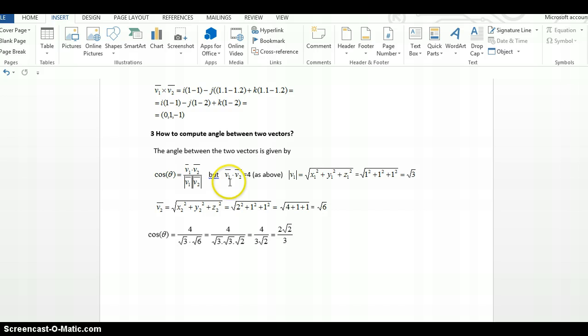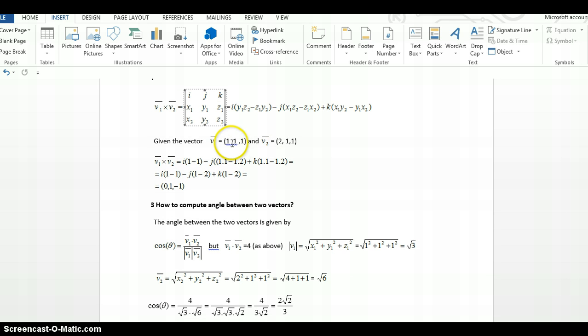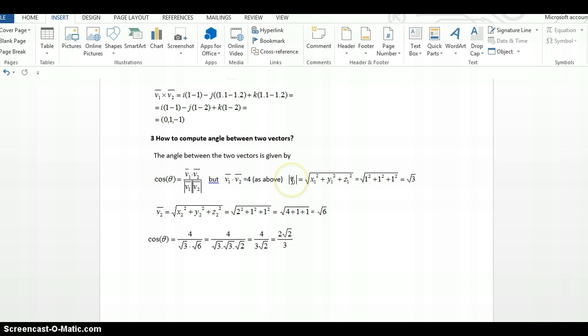So the dot product between vector v1 and vector v2 is 4. If you actually do the dot product between v1 and v2, it is 1 times 2 plus 1 times 1 plus 1 times 1. That's 2 plus 1 plus 1, which is 4. Then we will now do the magnitude of the vector v1.